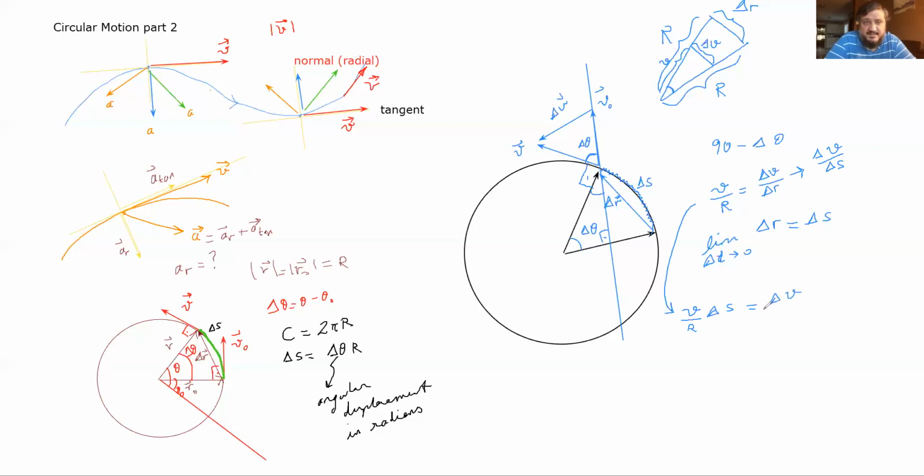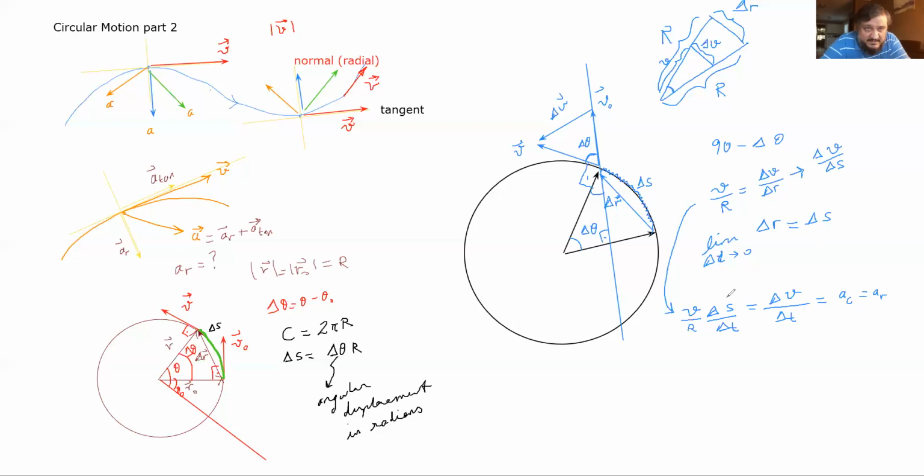And I'm going to divide both sides by delta t. Now, the rate of change of velocity over time is acceleration. And the only acceleration we have here is the radial one, which will point to the center of the circle. So this guy here, if you carry it over there, somewhere in the middle, it will just point to the center. That's the centripetal acceleration, AC, which is AR. Radial acceleration is the centripetal acceleration.